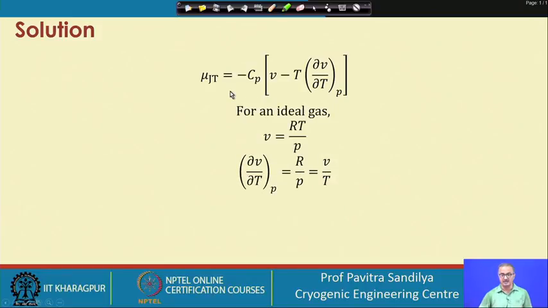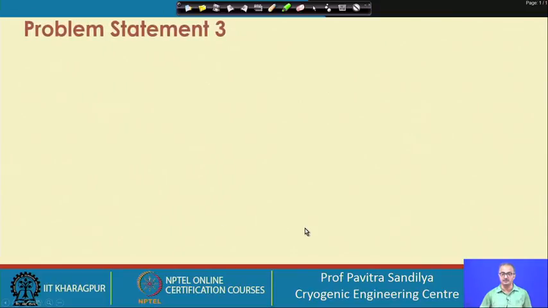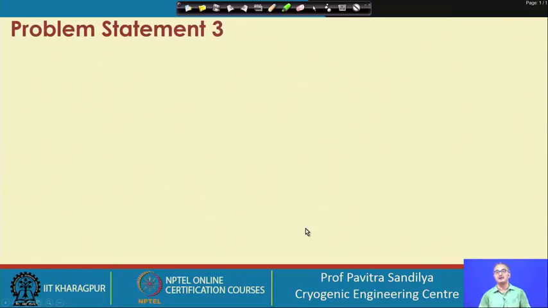Assuming that constant enthalpy condition, we start with the expression which we have just derived for mu JT, and we put in the ideal gas relationship, V = RT/P, and we find that this comes to 0. So this proves that mu JT is 0, which means there is no change in the temperature on changing the pressure.